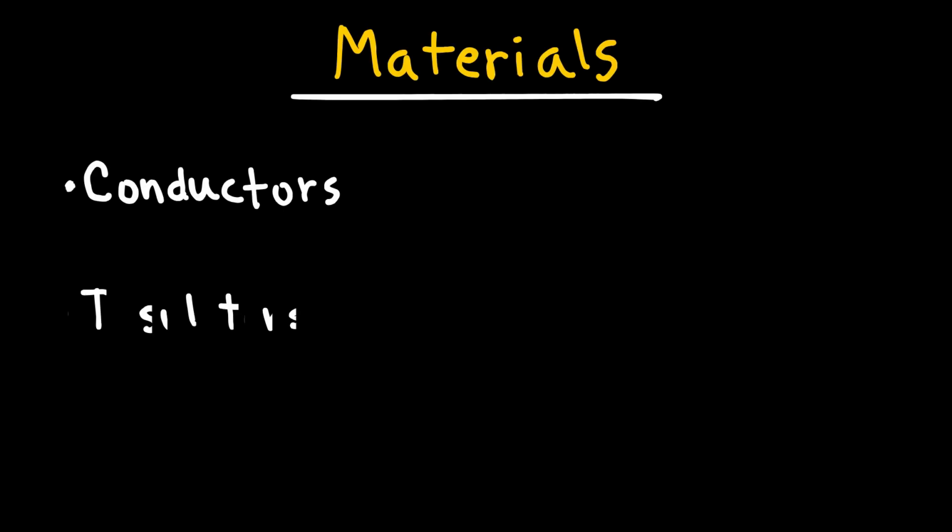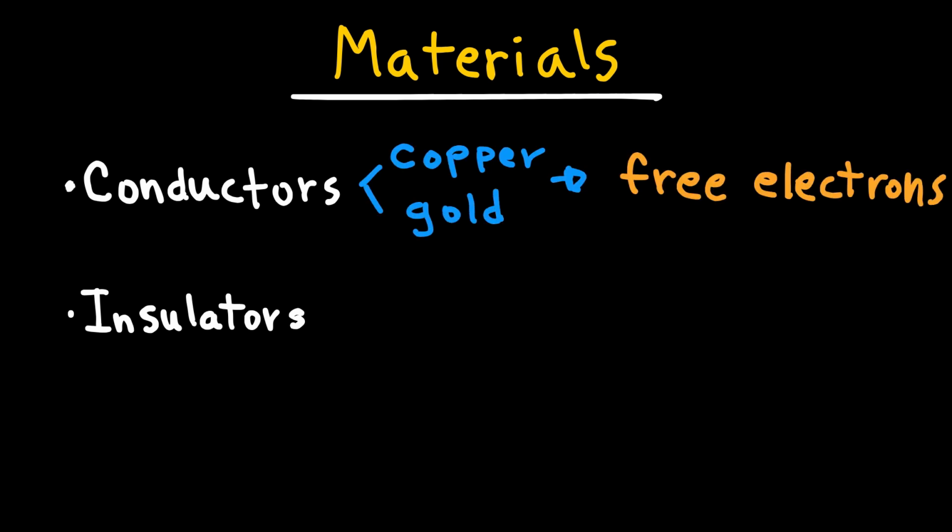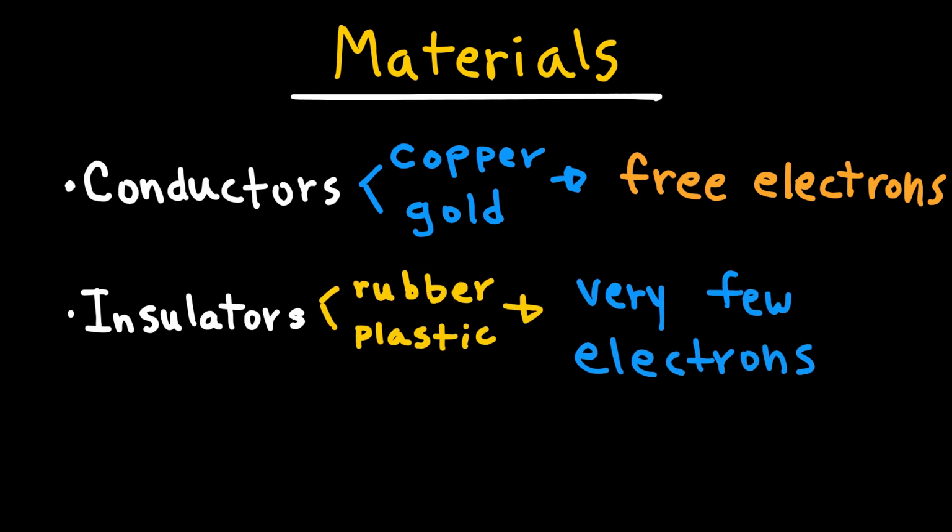Different materials let electrons move more easily. Conductors and insulators, for example. Conductors like copper and gold have free electrons that move easily, while insulators like rubber or plastic hold onto electrons tightly. That's why we use copper for wires and rubber for insulation. It all comes down to how atoms are arranged and how their electrons behave.